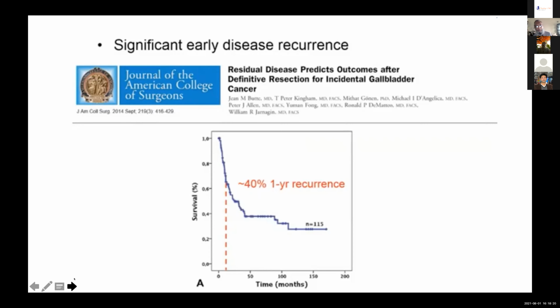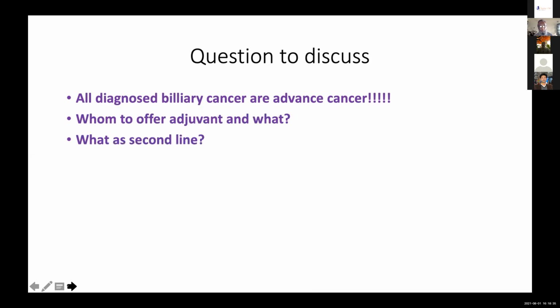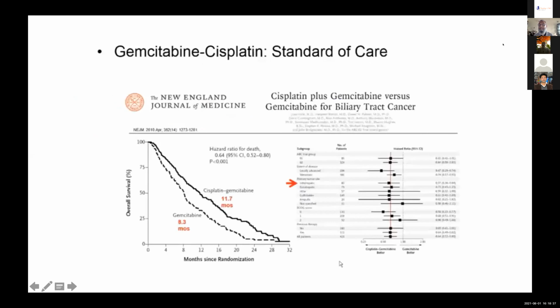Yeah, so this is actually real life. Every day we are facing this type of challenge. We know that whenever we are diagnosing a biliary tract cancer, hardly is it early stage. It is always an advanced cancer. So whom to offer adjuvant therapy, and what about second line? ABC-02 is still the gold standard, at 11.6 months, because Sharif has shown so much data, but unfortunately hardly had shown anything.